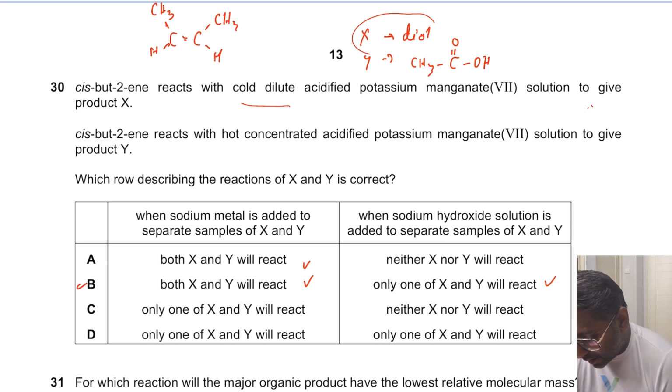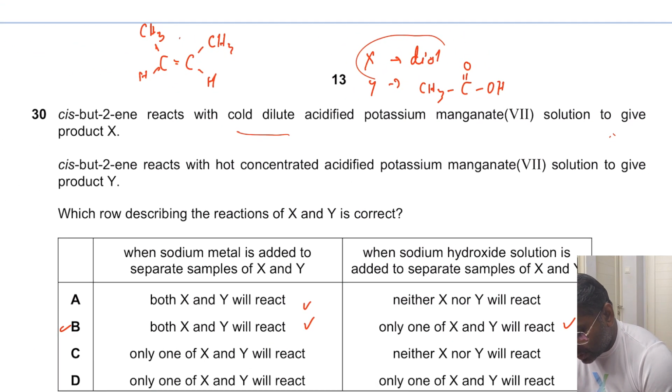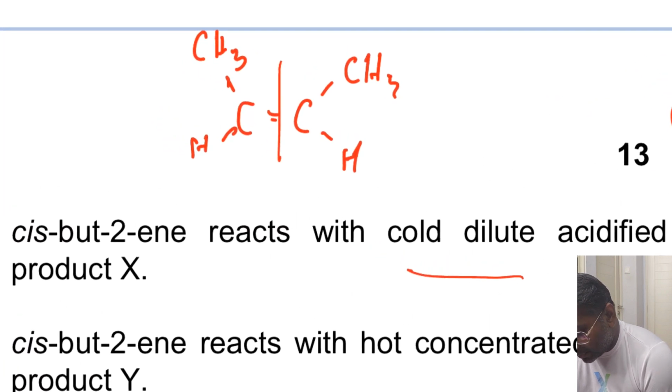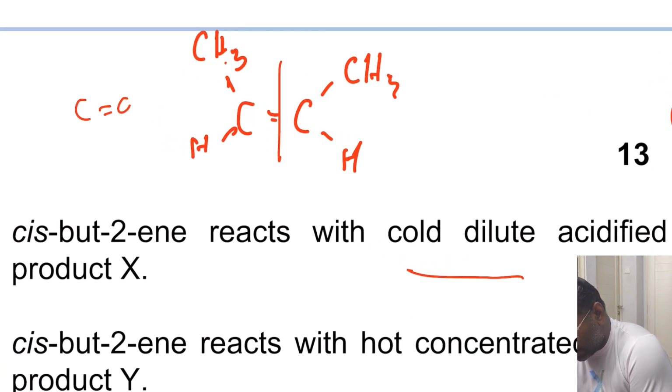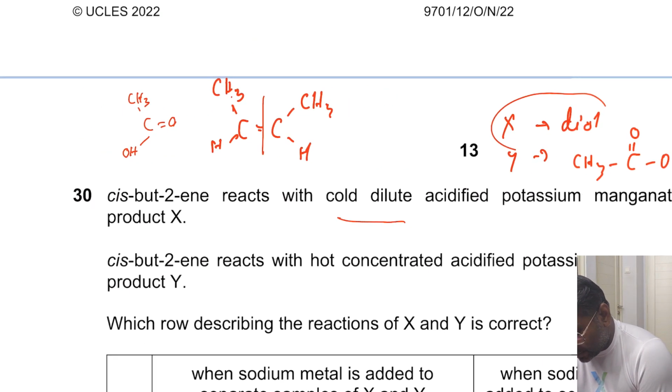And then for Y, the hot condition, the double bond is going to be broken. So you have one R group, so you will have C double bond O, you have CH3 and this one hydrogen, then further oxidized to give you a carboxylic acid actually. So you will have a carboxylic acid. So here the product is a diol, and this is a carboxylic acid, two of the same carboxylic acids.